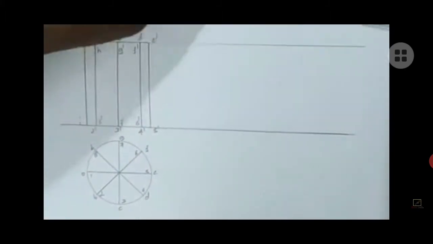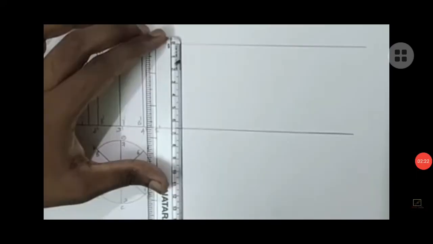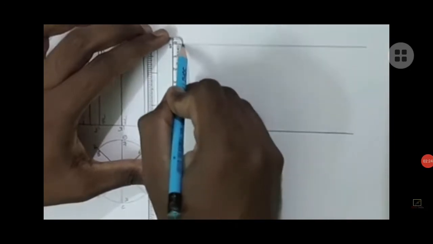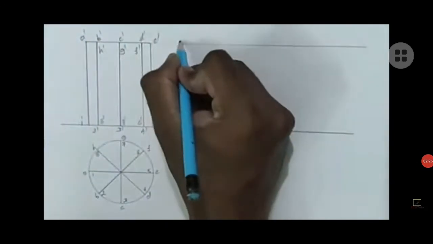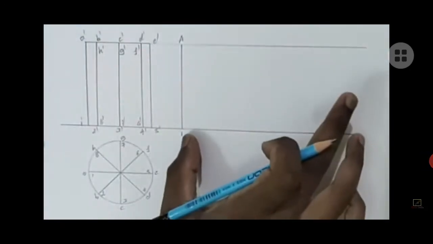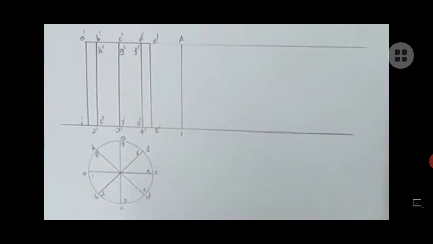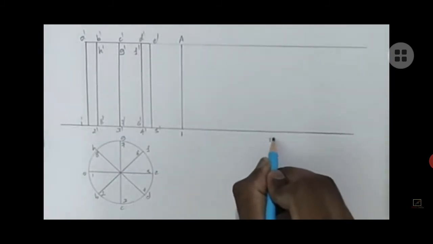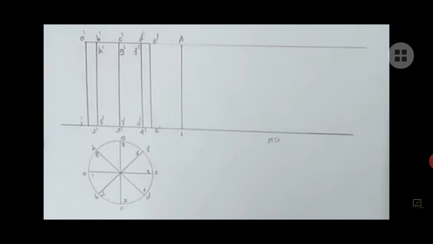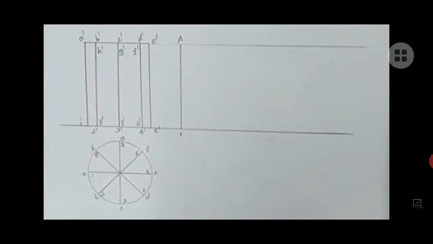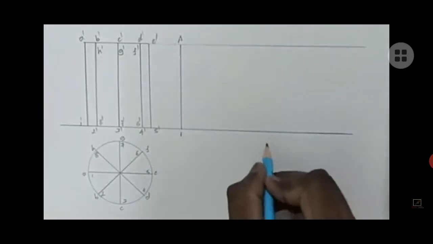Mark a horizontal line and take a constant distance A1. Find the length with the help of pi d, that is the circumference. The diameter is given as 50, so pi into 50 is 157. So here the dimension is 157.